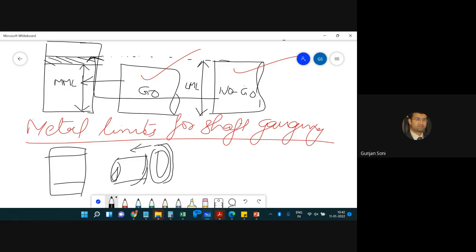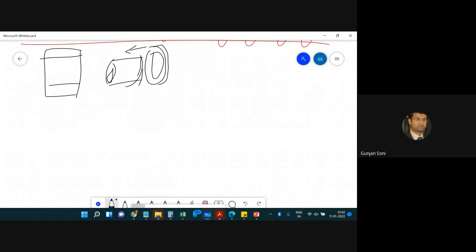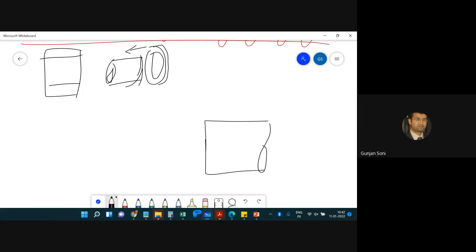Okay. So let me make it now. Let me make it easy for you. Let's say this is your shaft which you want to check. And this is the lower metal limit of the shaft. And this is your maximum metal limit of the shaft.